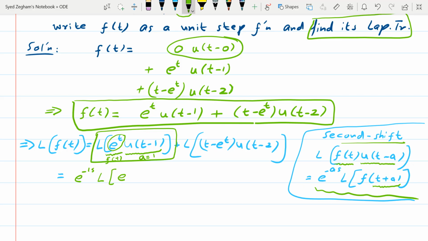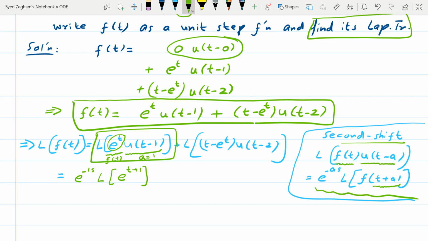e to the power t, where I will replace t by t+a. That will be t+1 because my a is equal to 1. So it will become e to the power t+1. This is how we use the second shift property.